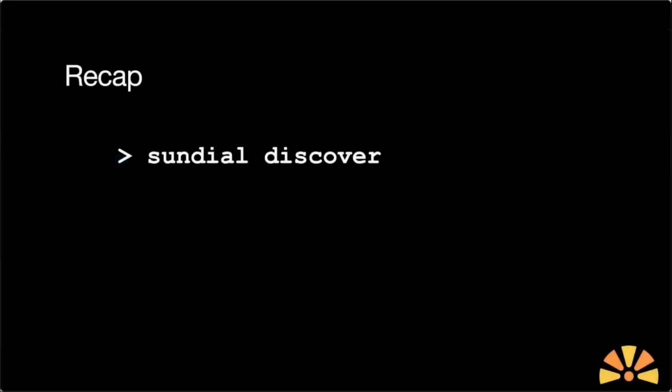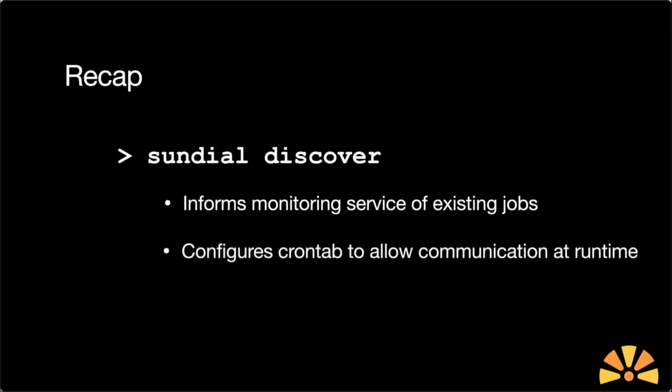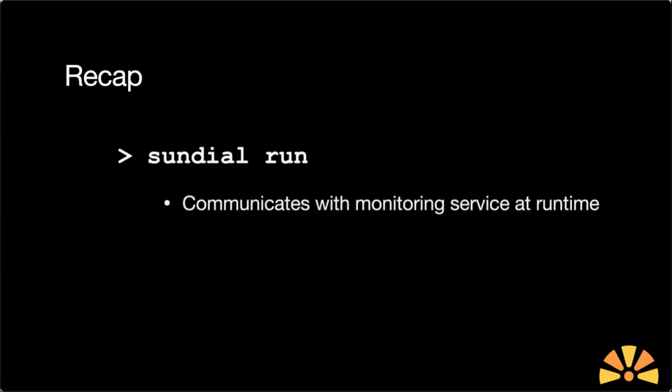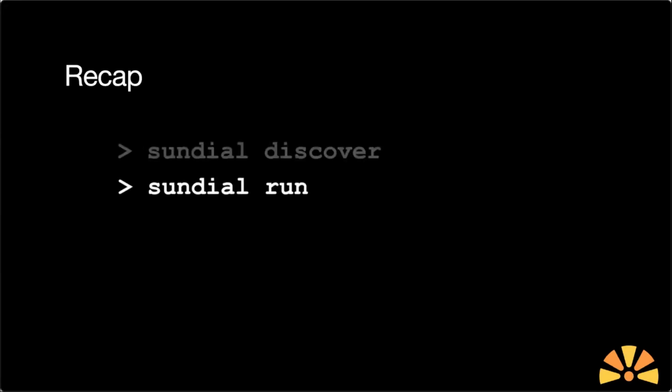To summarize, Sundial Discover informs the monitoring service of existing jobs by traversing the cron tab and sending job details via HTTP requests. Additionally, it configures the cron tab to allow communication at runtime. This is done by altering lines to integrate the Sundial run script with each execution of a monitored job. The purpose of Sundial run is to handle communication with the monitoring service during job execution and to execute the user-specified command internally. The combination of these 2 linking client scripts ensures that the monitoring service is provided with all the information it needs to store data about a user's job execution status.